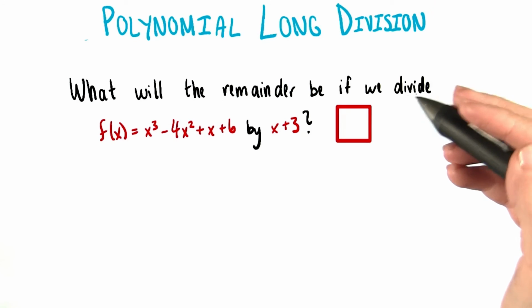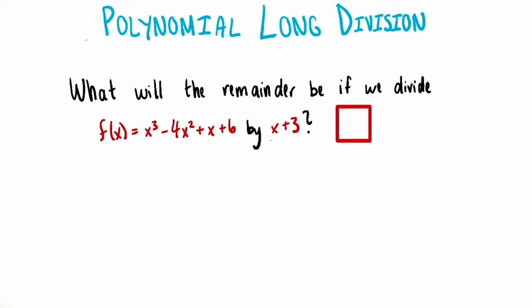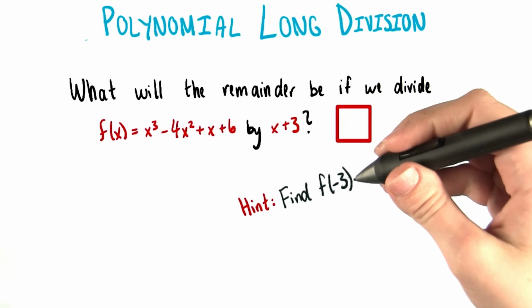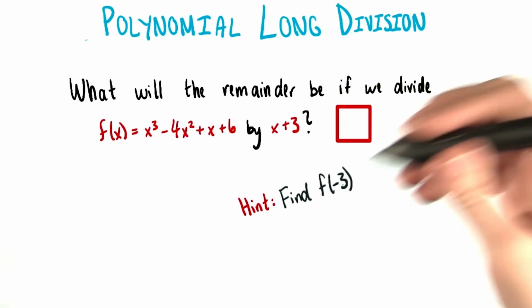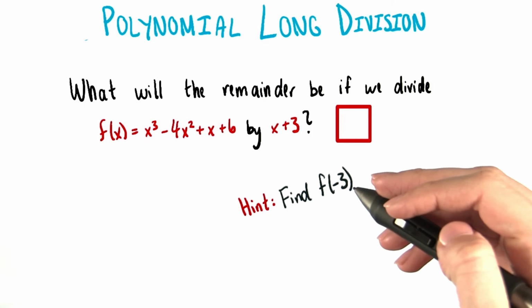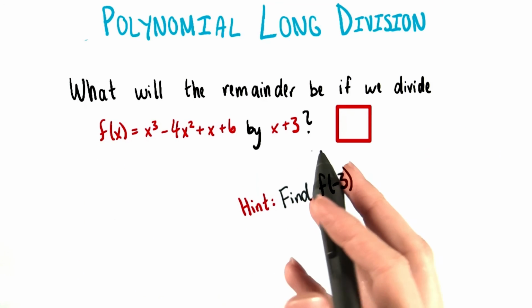So what will the remainder be if we divide the function we've been working with instead by x plus 3? Think for a second about what to do. And now I'll give you a hint. Why don't you see what happens if you just find f of negative 3? You can still think about the connection we were seeing before between remainders and plugging numbers into the function. And then if you want to, double check by doing the long division.